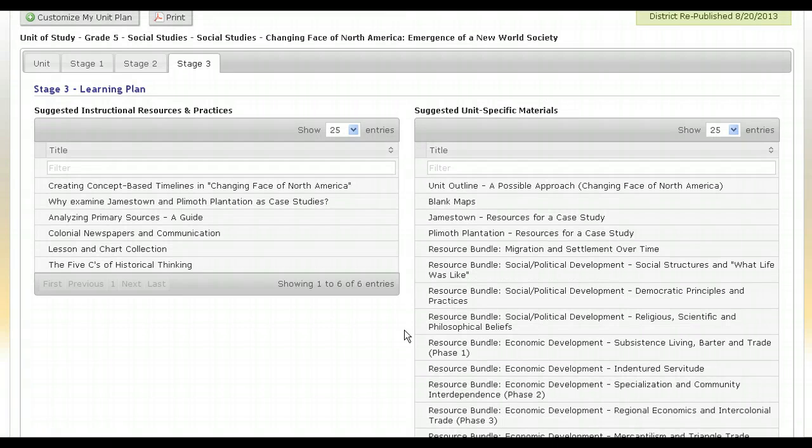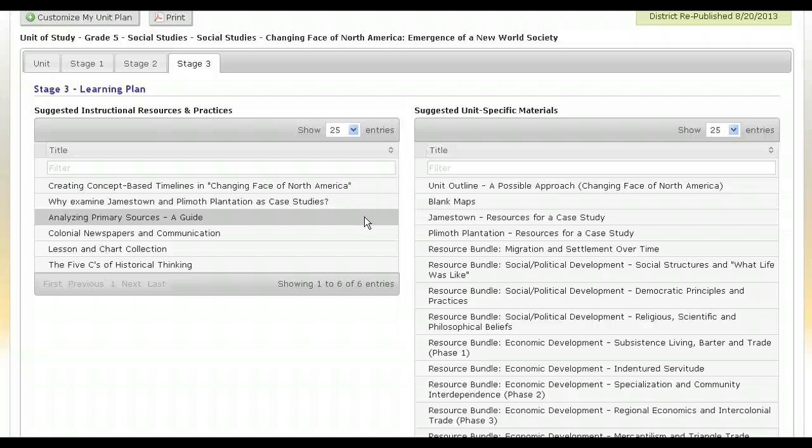Up here on the left, you also have some instructional resources or some practices, really thinking of the actual instruction that's taking place and what kids should be able to do. So here you might see something on how students are going to possibly create concept-based timelines. Again, just suggestions. Here is going to give you a connection to the resources over here on the right. Why would you examine Jamestown and Plymouth Plantation as case studies? So that'll give you a little bit further insight.